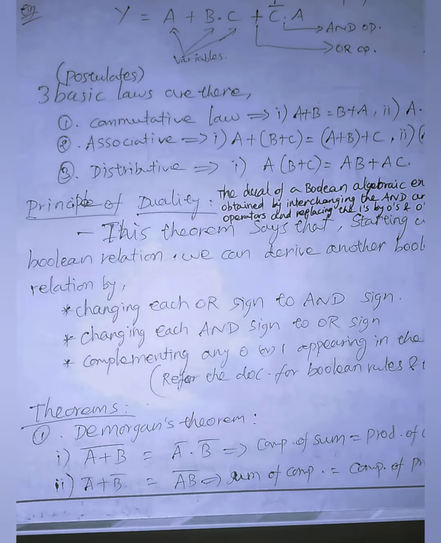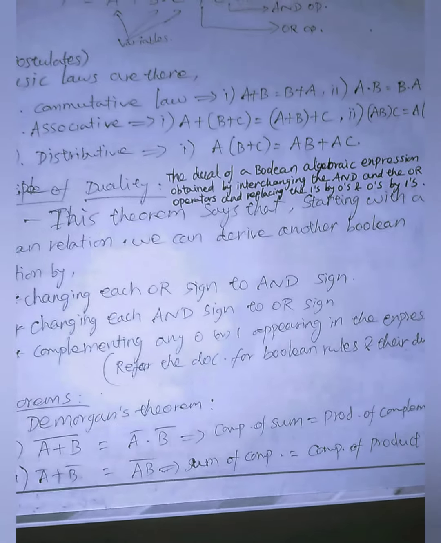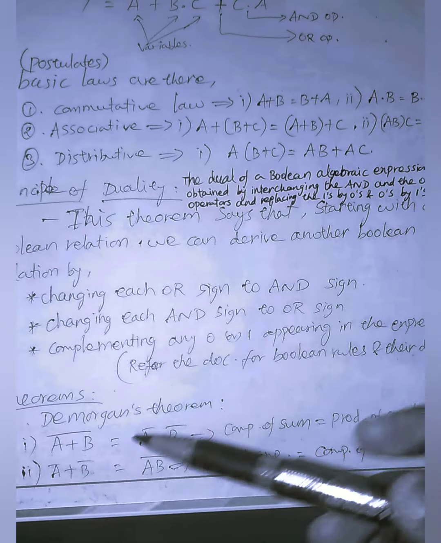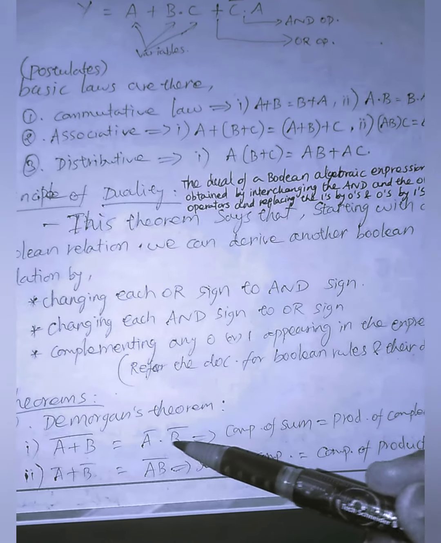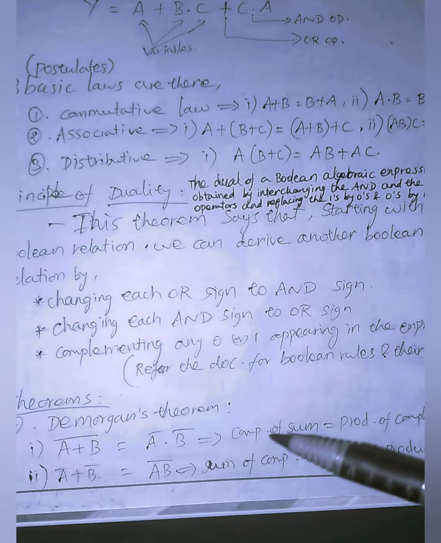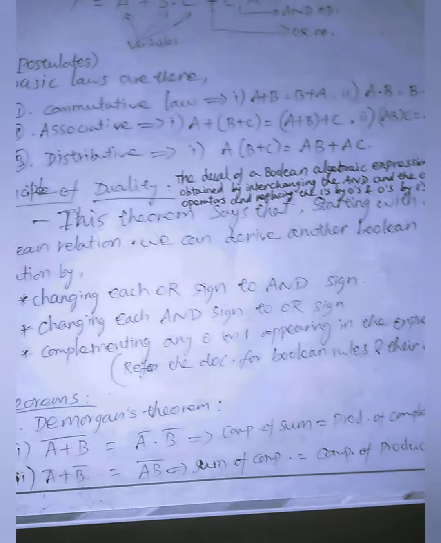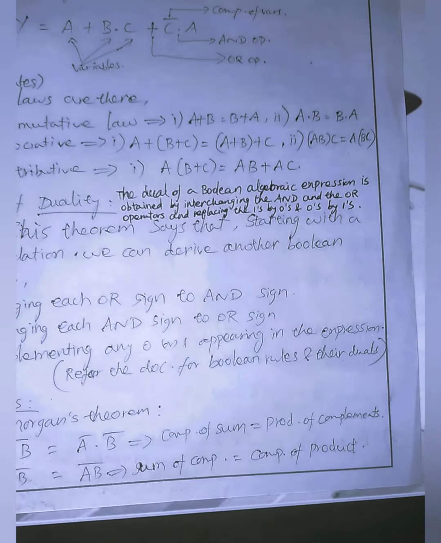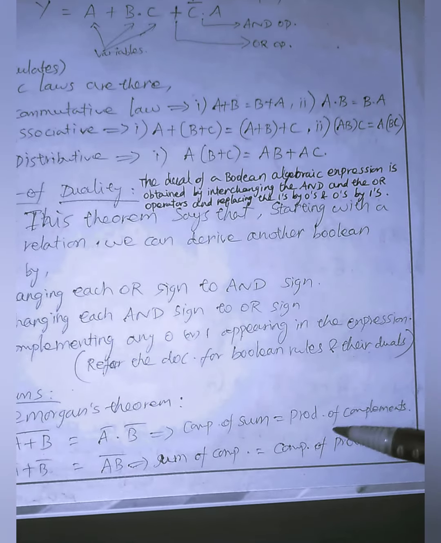Dear students, in this video we are going to see two theorems. First one, De Morgan's theorem. See the first condition: (A plus B) the whole bar is equal to A bar and B bar. In other terms we can say this as complement of sum is equal to product of complements.